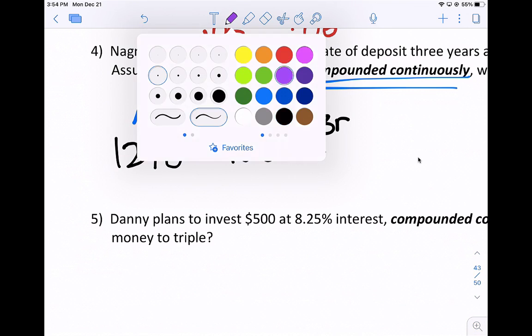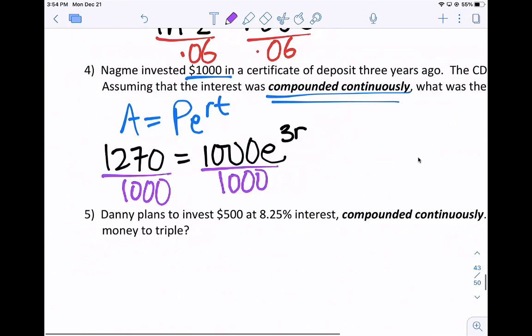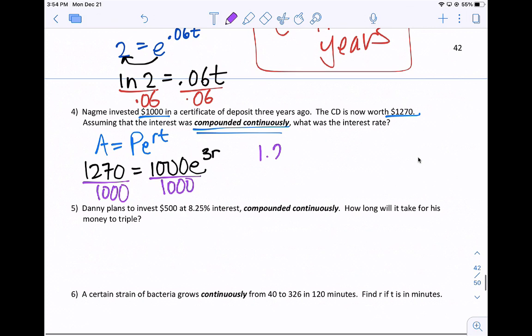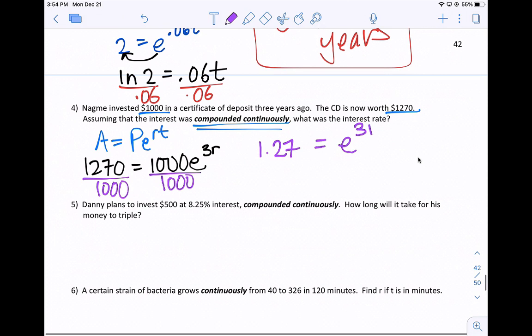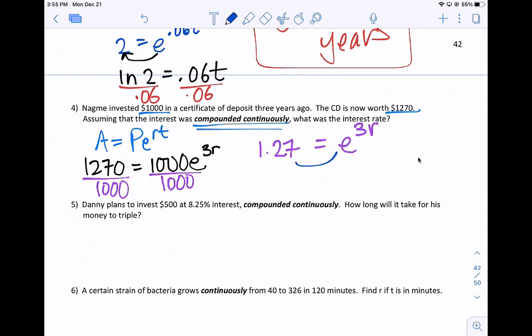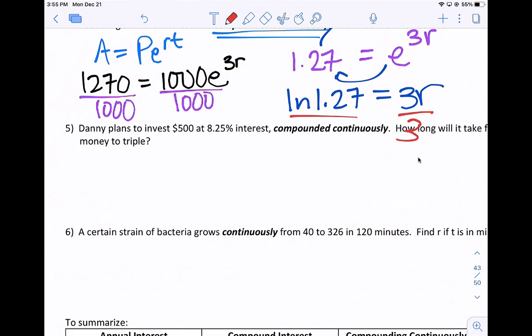All right, once you plug in, we're going to divide as the first step to get the e, the base, by itself. Okay, so we get 1.270 equals e to the 3r. We're going to log both sides, and if you log base e, it's ln. So ln of 1.27 equals 3r, and then we divide each side by 3, and then we can type that into our calculator.